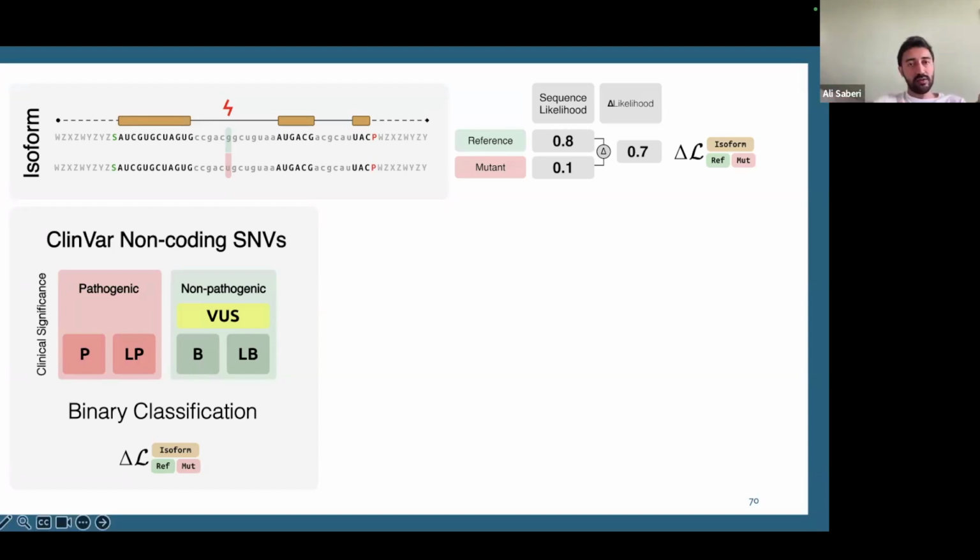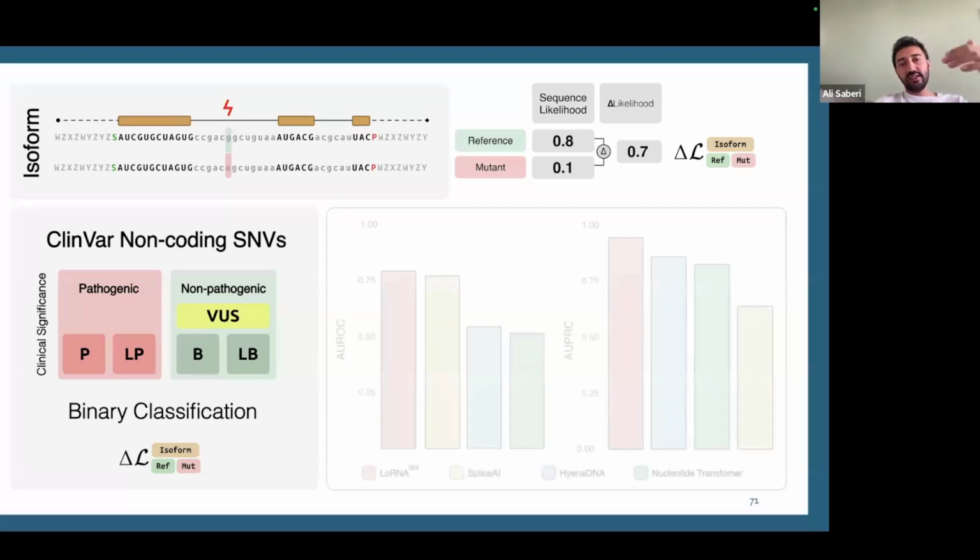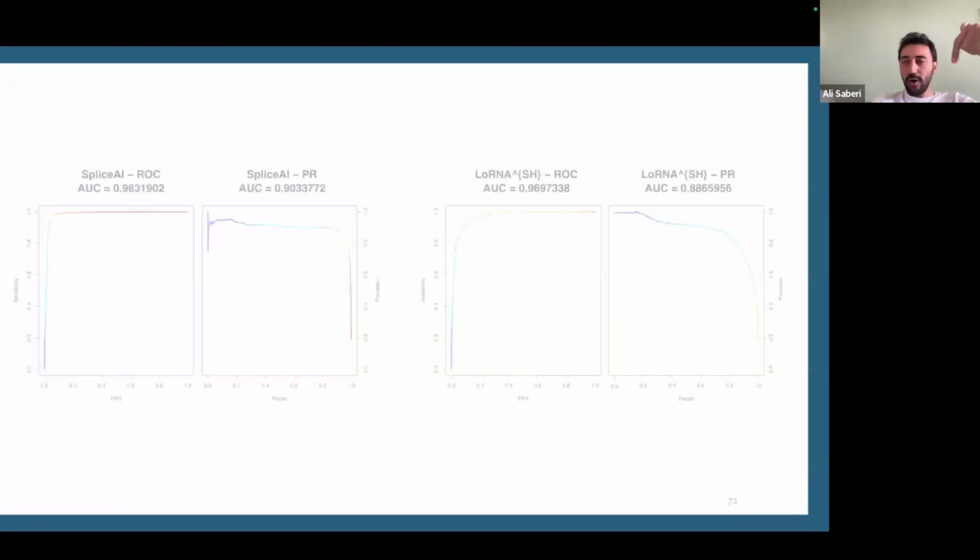But for the non-coding SNVs, we have this ClinVar data set, and we have 5 labels: pathogenic, likely pathogenic, VUS, benign, likely benign, and we actually categorize them into 2 labels, pathogenic and non-pathogenic, and we perform this binary classification. So for each of these mutations, we have 2 labels, and we have this score, this delta likelihood, and without any training, just zero shot, we're trying to classify based on this score. This is the result that we put on manuscript, and we reevaluated and realized that it's wrong. And this is the updated result.